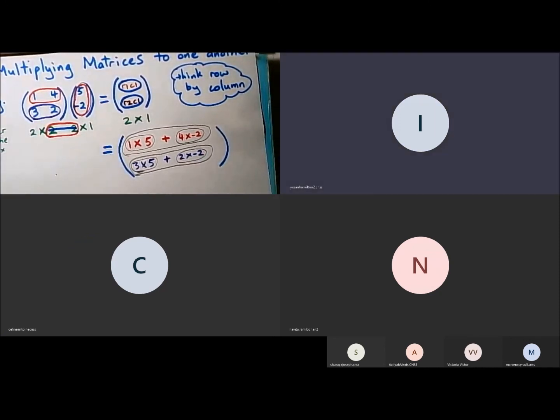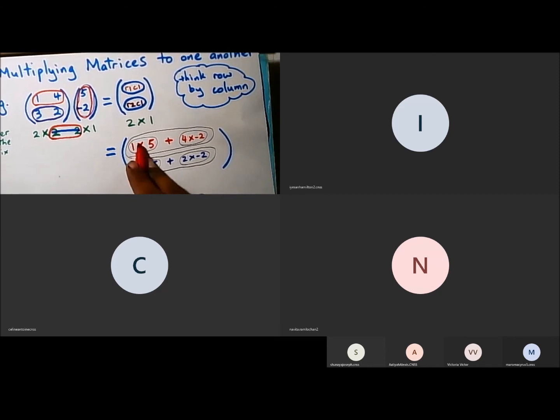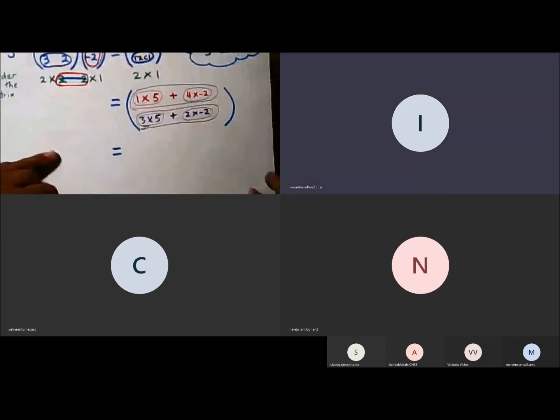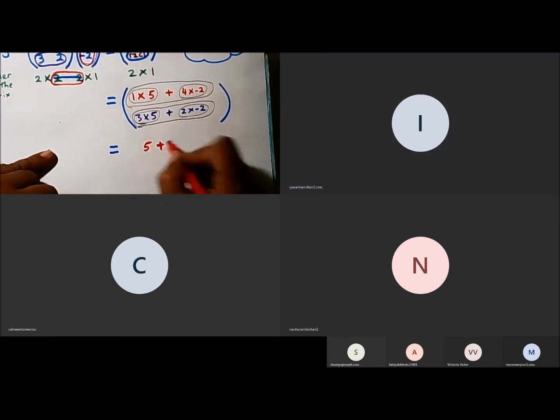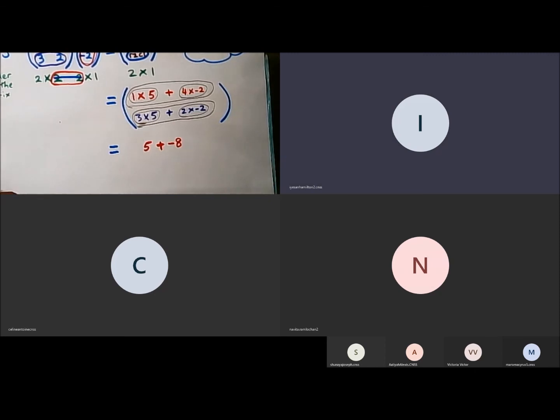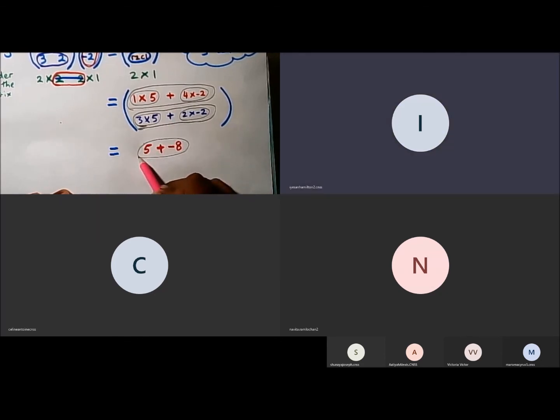Now, we try and simplify this. And I would recommend that you do it in very careful small steps. 1 times 5 is 5. Add 4 times minus 2 is a minus 8. So far, you okay with that? When I work out that, I get 5. When I work out 4 times minus 2, I get minus 8. I'll bring down the plus sign. That will give me my number on top.